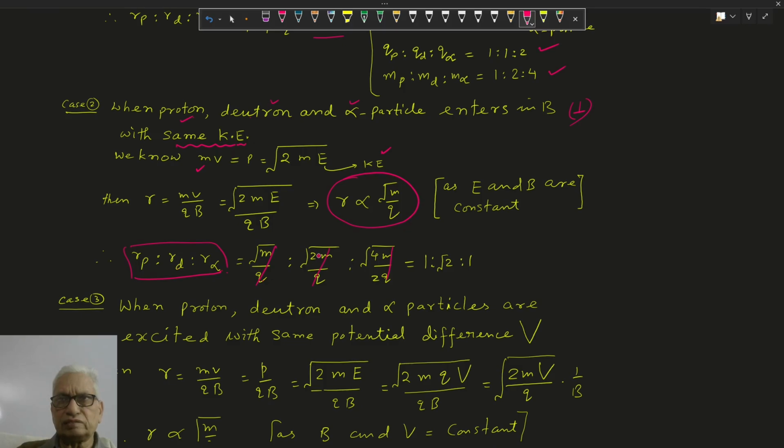4 का root हो जाएगा तो 2 cancel होगा, 1. So this is the ratio of radius of proton, neutron and alpha particle: 1 is to root 2 is to 1.